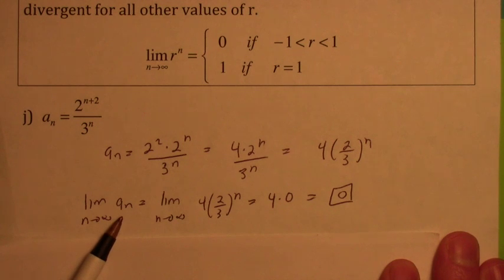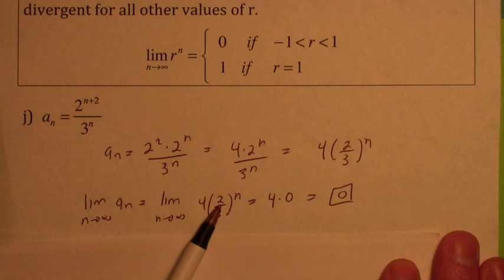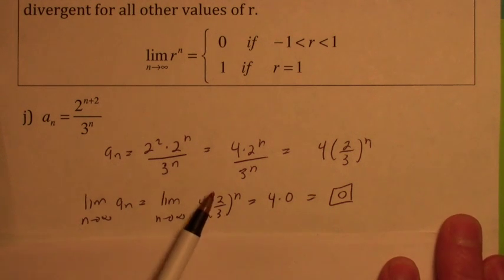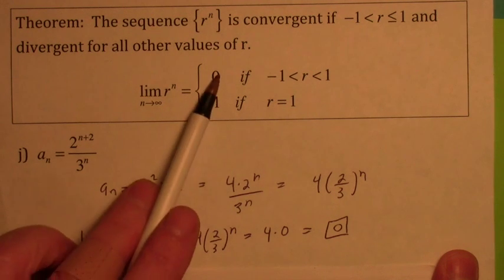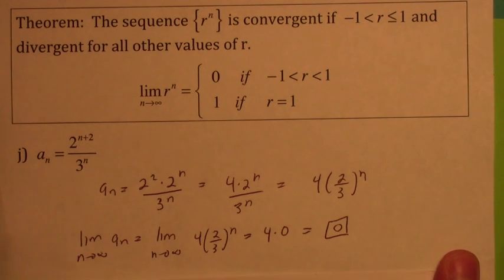The limit as n goes to infinity of a sub n is this, and the 4 factors out. And since r is between -1 and 1, this (2/3) to the n goes to 0. So we'd say the limit of a sub n equals 0. So the sequence converges to 0.